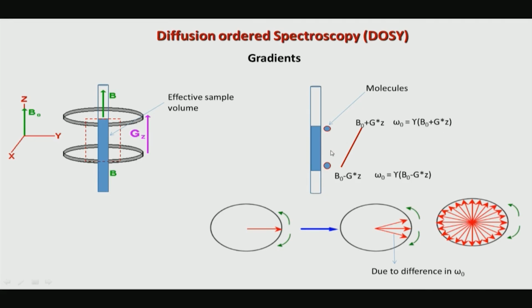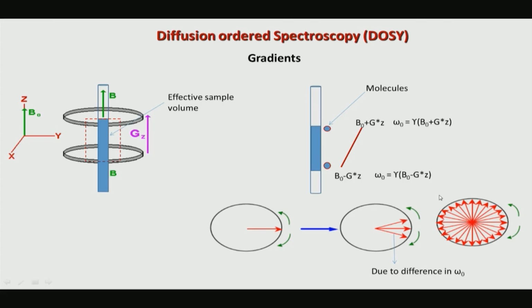Now, if you look at the bottom of the sample, it is opposite. Remember, we saw in the previous slide, it is opposite to the main magnetic field. So, I can say it is subtracted. And what happens in between? In between it is a range of values. For example, at the center, the up magnetic field cancels the down magnetic field. So, at the center the magnetic field because of the gradient is 0, but B0 is still there. So, at the center the chemical shift will be omega equal to gamma B0, there is no G, Z is 0.